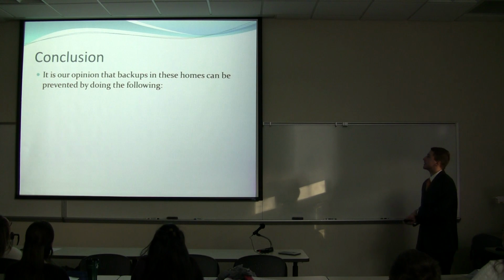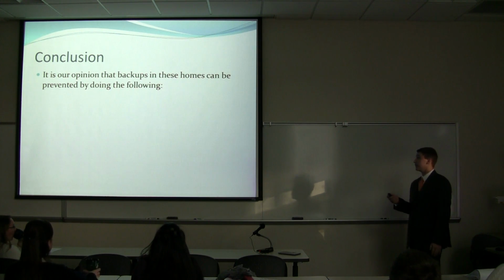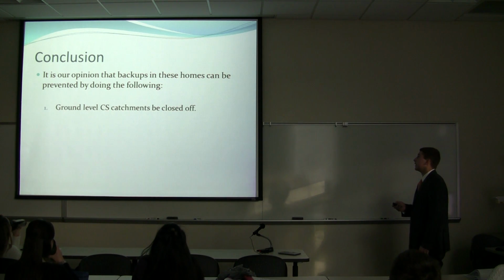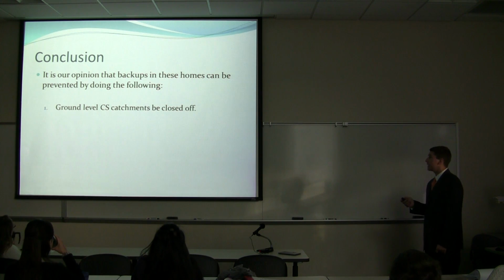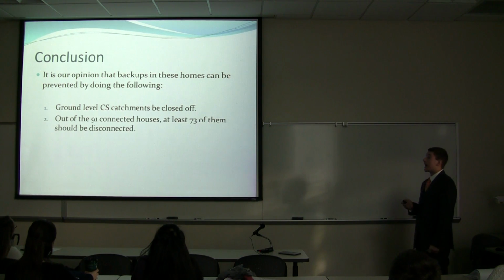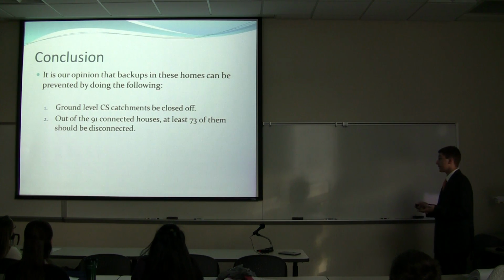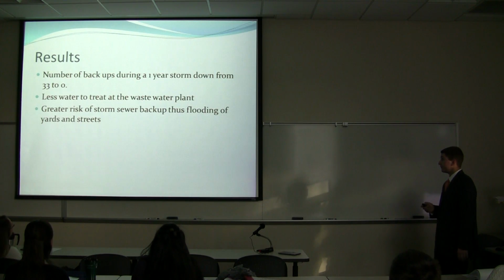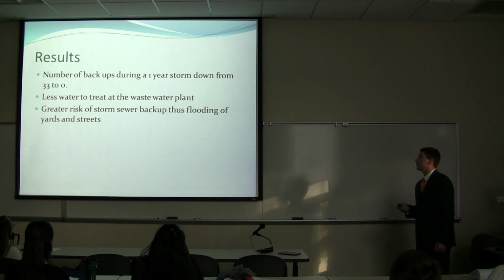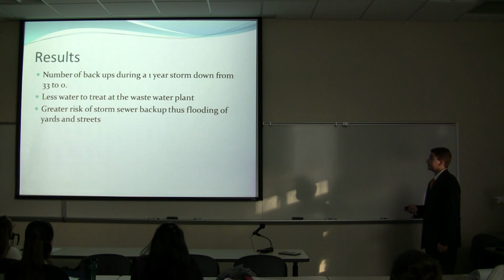So our conclusion is, it is our opinion that backups in these homes can be prevented, and this is what we have to do to accomplish that. Ground level combined sewer catchments that we mentioned earlier must be closed off, and out of the 91 connected houses, at least 73 of these houses need to be disconnected. Now, this results in the number of backups during the 1-year storm to go from 33 straight to 0. So we like that. And this is less water to treat at the wastewater plant.